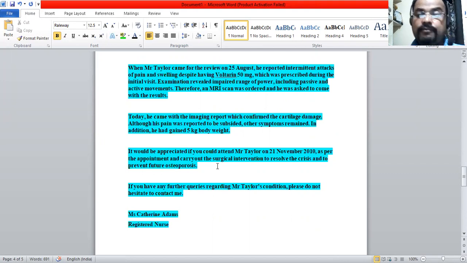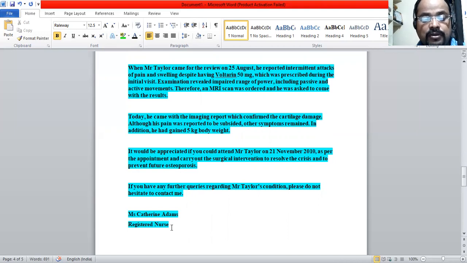Many of the students skip the date, 21st November, because that is the date of his appointment. It's something very crucial. It's something we have to include in the letter. That's the way we have carefully written it. It would be appreciated if you could attend Mr. Taylor as per the appointment and carry out surgical intervention to resolve the crisis and to prevent future osteoporosis. Now, if you have any further queries regarding Mr. Taylor's condition, please do not hesitate to contact me.